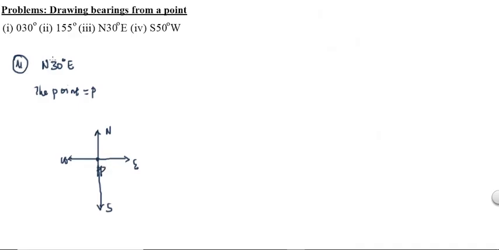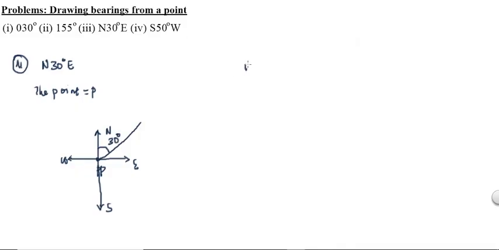North 30 degrees simply tells me that you are starting from the north and then measuring an angle of 30 degrees towards the east. So I'll be saying this is the north, moving 30 degrees towards the east to be something like this. So this will be 30 degrees. That's it for this example.